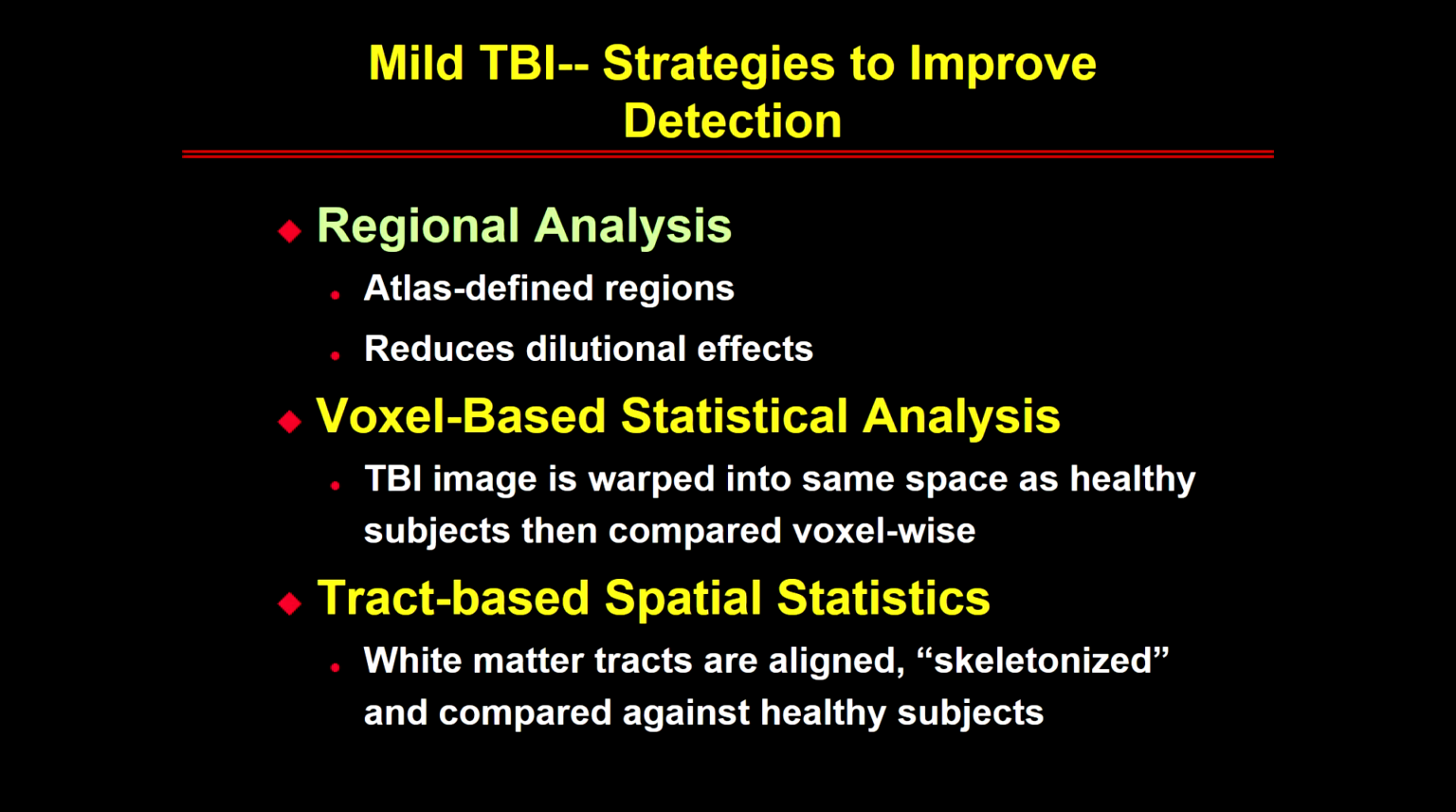In voxel-based, the TBI image is warped into the same space as a number of healthy subjects, and then a voxel-wise statistical analysis is done on the FA. Similarly, a tract-based spatial statistics method orients the white matter tracts together, but only the centers of these tracts are analyzed for the reason that it minimizes misregistration artifacts at the edges.